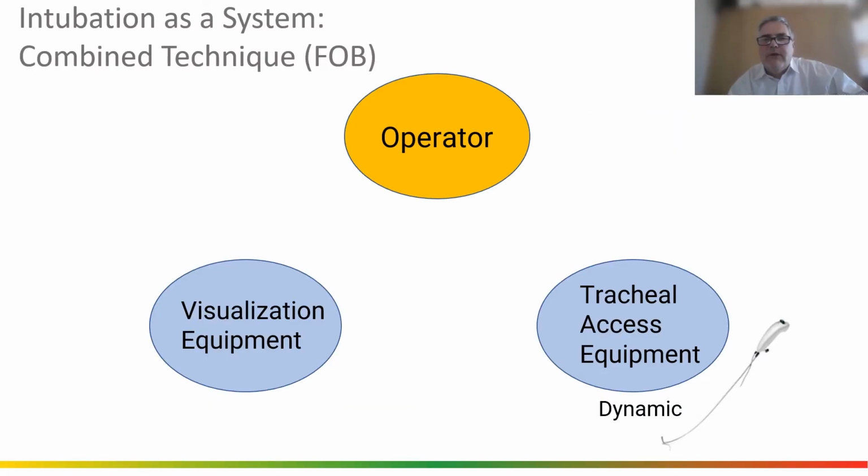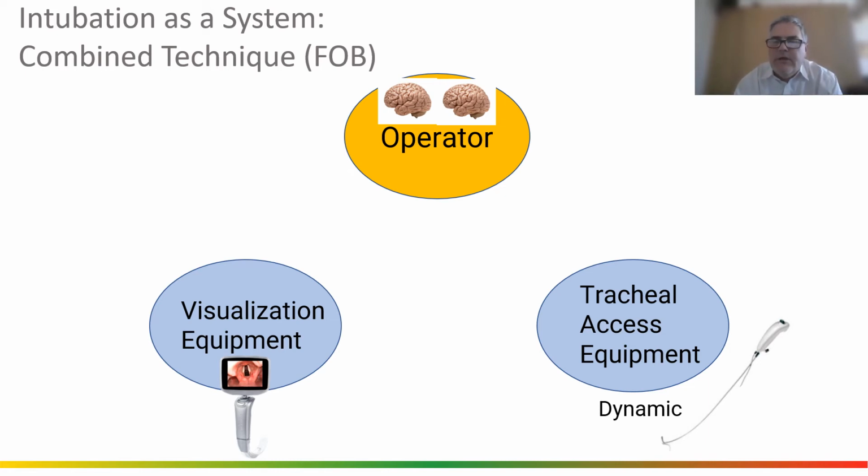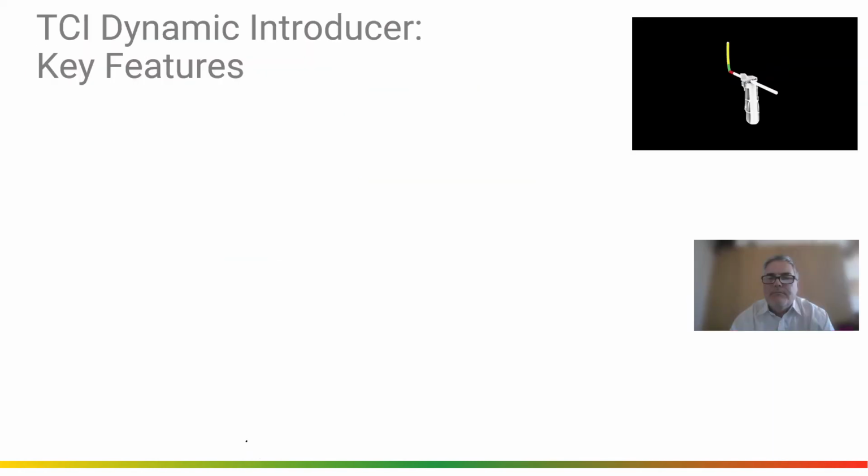Let's look at our combined technique when using a fiber optic bronchoscope. Tracheal access is now dynamic, but two-handed. Visualization is panoramic and stable from the video laryngoscope. Because we're using a fiber optic bronchoscope, we have to coordinate two skilled operators. In some situations, a second skilled operator may not be available.